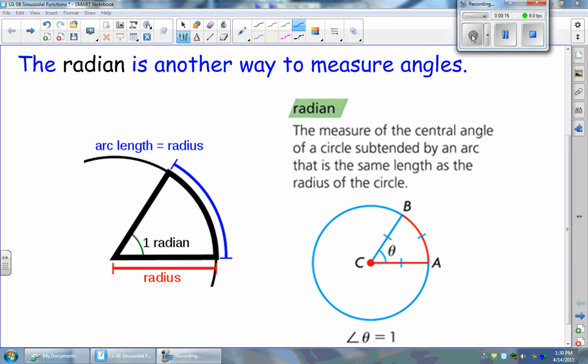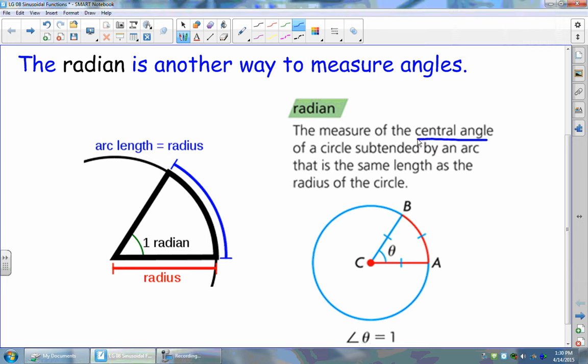So a radian is the measure of a central angle. Now what they mean by central angle is the angle that's near the center of a circle, subtended by an arc that is the same length as the radius of the circle. The word subtended means held. So the angle is going to be held by an arc.